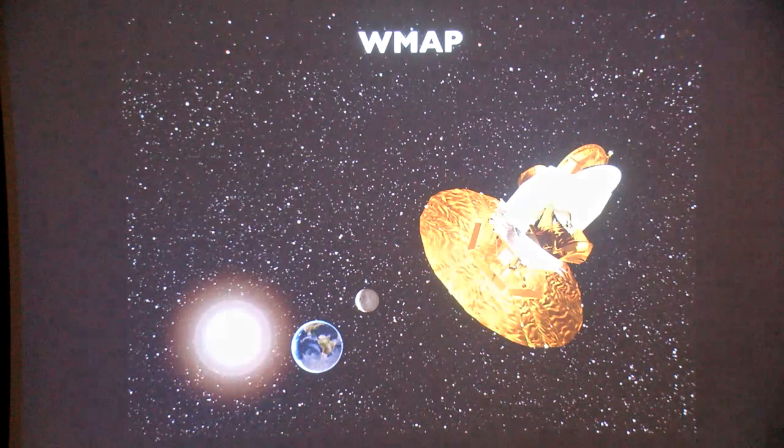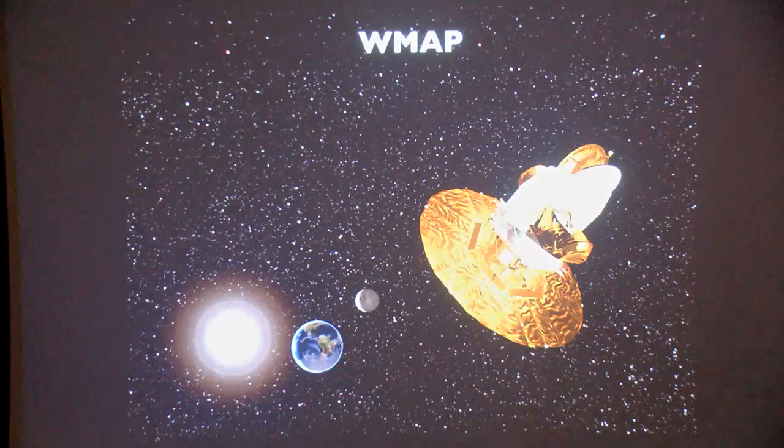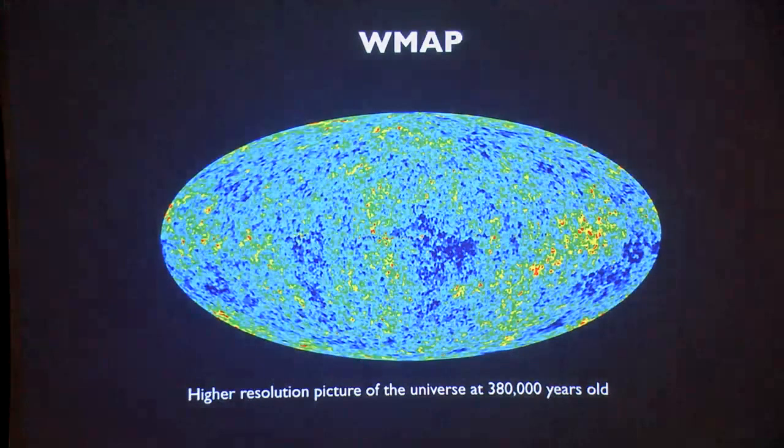There have been a number of experiments since then that measure the cosmic microwave background. One was the Wilkinson Microwave Anisotropy Probe. Wilkinson is the Wilkinson we saw earlier on the roof of the physics department in Princeton. Here you see the satellite, and it's supposed to illustrate where it's located. It was taking its measurements at the second Lagrange point, which means it's behind the Earth and moving around the solar system with the Earth as it's taking its data. And this is the map that WMAP produced. You see it's a higher resolution, lower noise image of what the universe looked like at 380,000 years old.